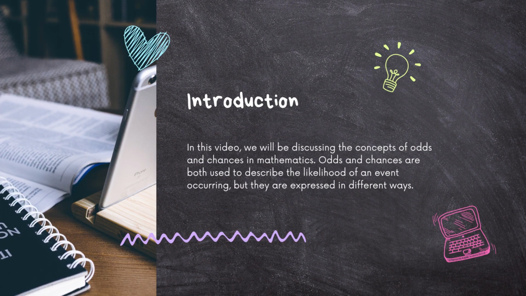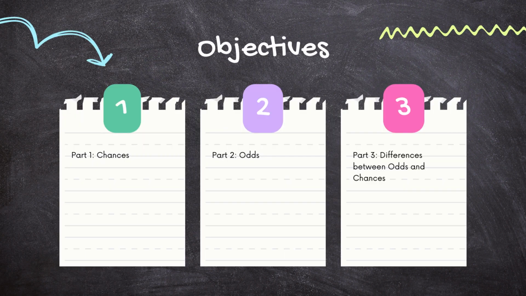In this video, we will be discussing the concepts of odds and chances in mathematics. Odds and chances are both used to describe the likelihood of an event occurring, but they are expressed in different ways. The objectives of this video are discussing part 1, the chances, part 2, what are odds, and part 3, the differences between odds and chances.